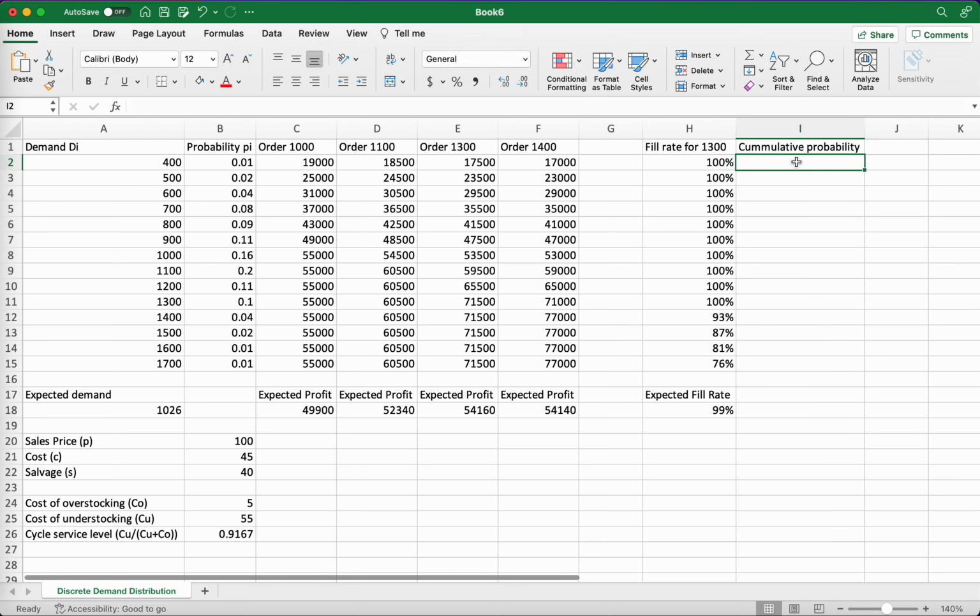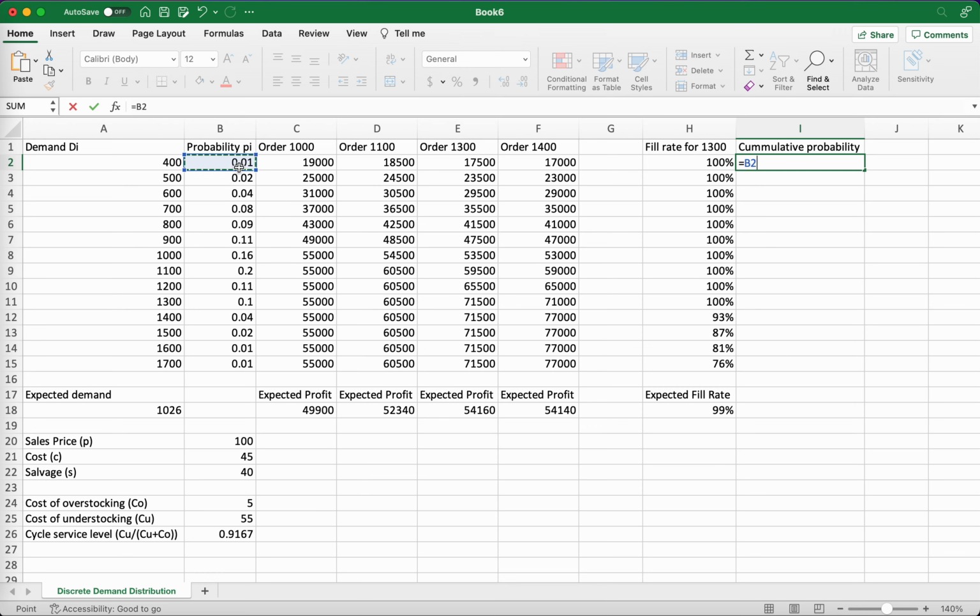Calculate the cumulative probability. Cumulative probability is the probability up to that point. So for example, cumulative probability for this will be 1%. The cumulative probability for 500 will be, what is the probability of being 500 or lower? It'll be 2% plus 1%, right? That'll be 3%.